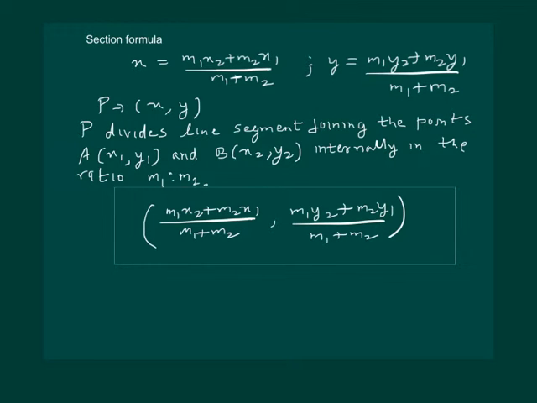P divides line segment joining the points A, x1, y1 and B, x2, y2 internally in the ratio m1 is to m2, and coordinates of point P are given by the following expressions, which is known as the section formula.